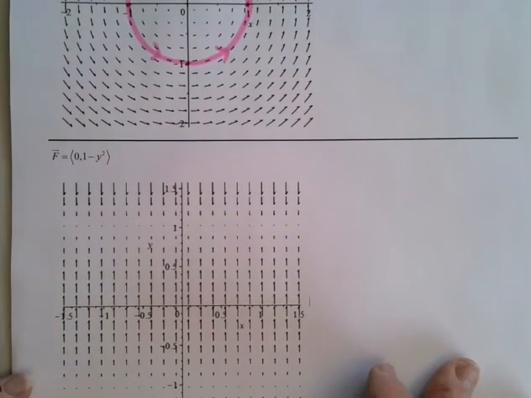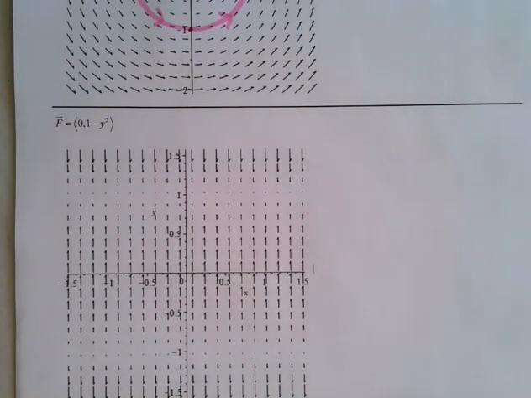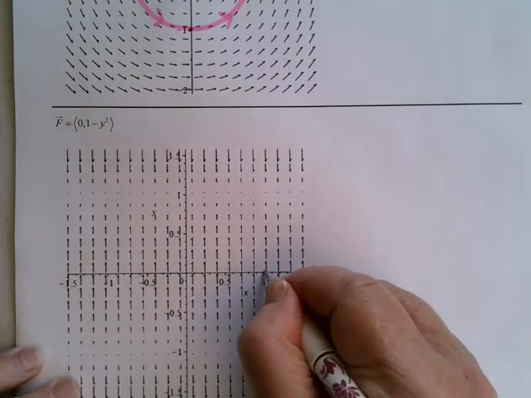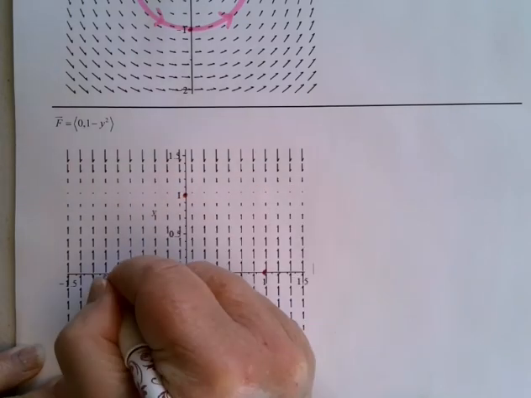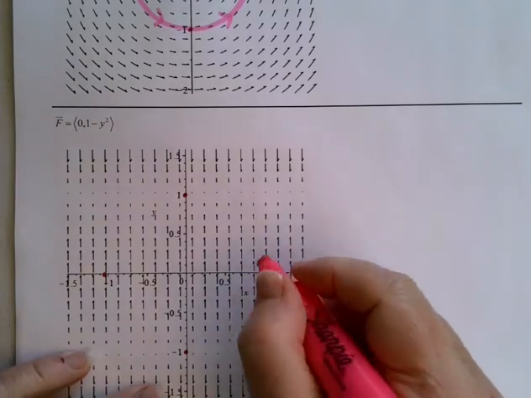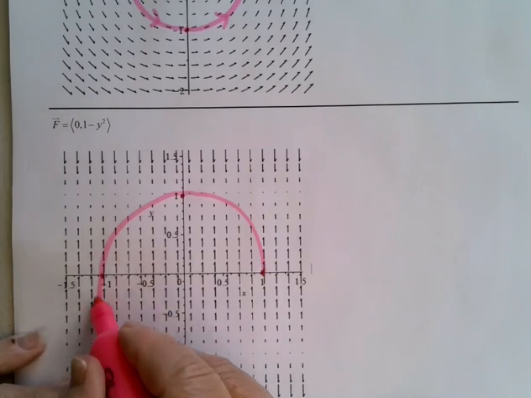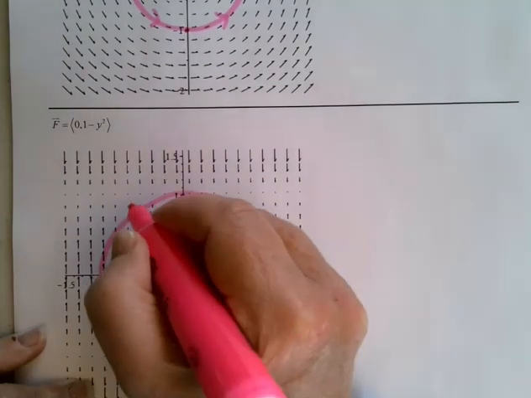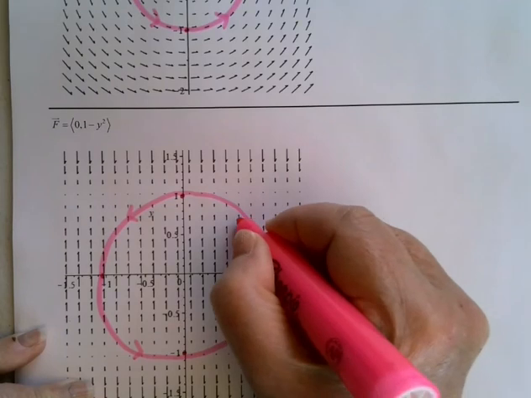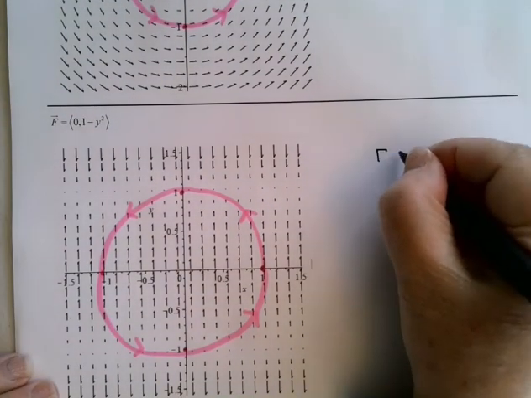Now, let's think about the other vector field. This one is the 0, 1 minus y squared. And we, again, are going to go around the unit circle counterclockwise. I think I used a slightly different scale here. Here's 1, negative 1. So here's my unit circle. Why would I have gotten a circulation of 0 here?